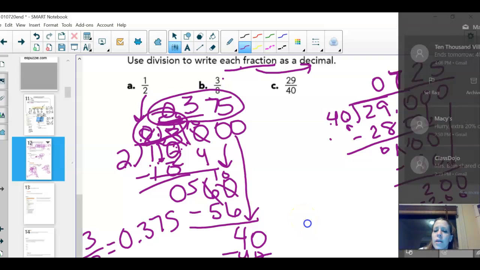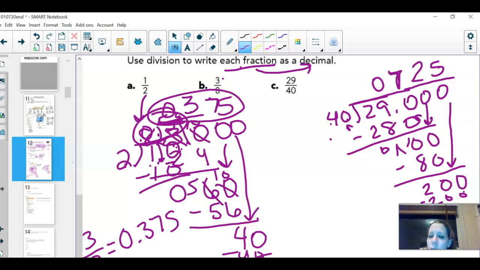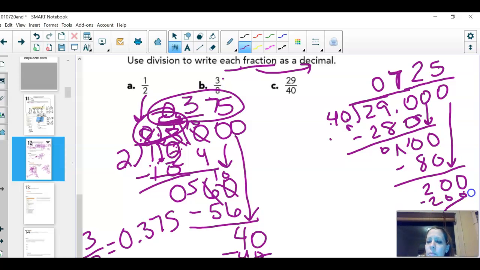So now, I don't think it's going to let me do that. That's going to equal, little faces in the wall, there we go, is equal to 0. So I'm done. So this one equals 0 and 725 thousandths. Okay, easy.